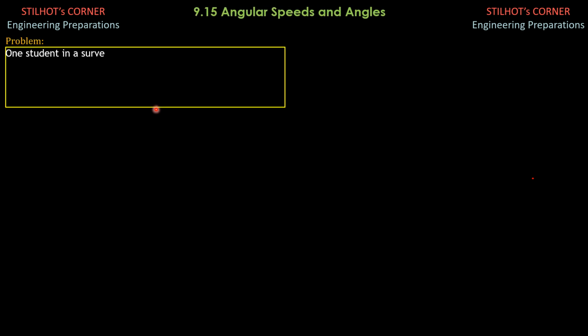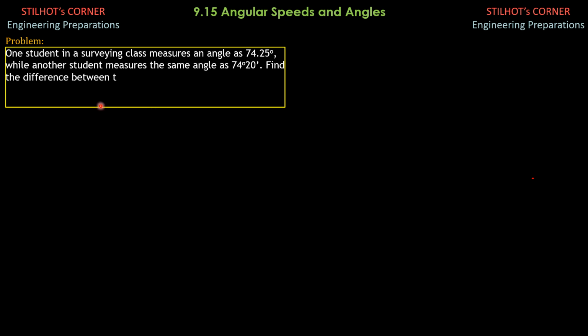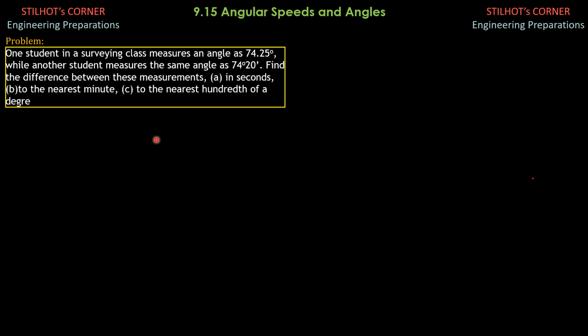One student in a surveying class measures an angle as 74.25 degrees while another student measures the same angle as 74 degrees 20 minutes. Find the difference between these measurements. Letter A in seconds, B to the nearest minute, and letter C to the nearest hundredth of a degree.